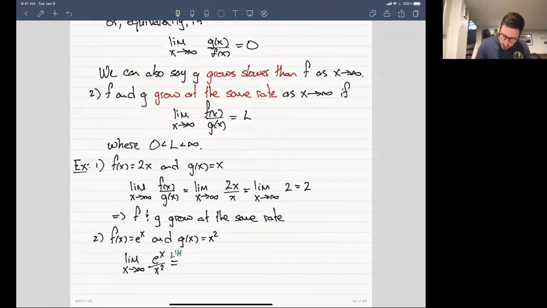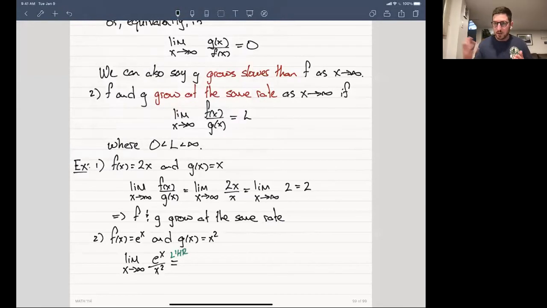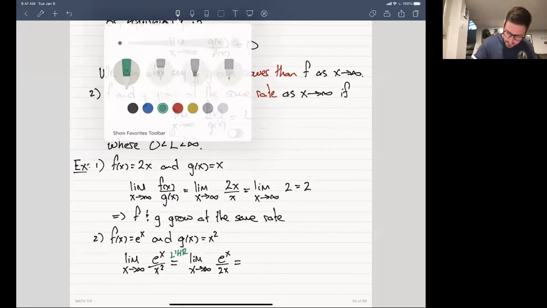I like to denote that I'm using L'Hopital's rule with an L'HR after each equality, so that whoever's reading this can see what I've done. E to the x differentiates into itself. X squared differentiates into 2x. Now again, I've got infinity over infinity. I'm going to use L'Hopital's rule again.